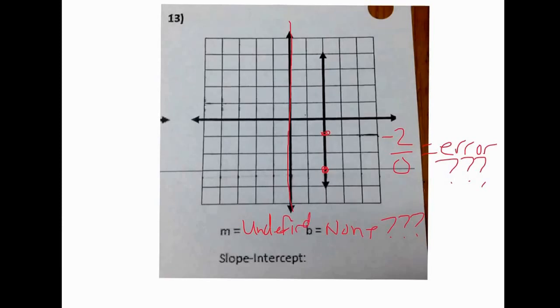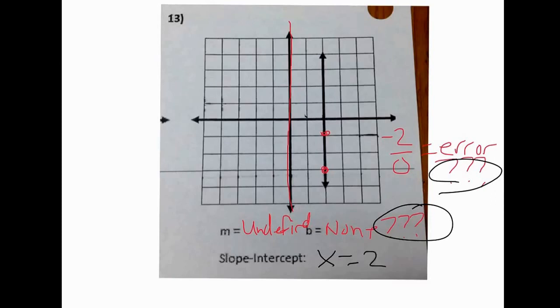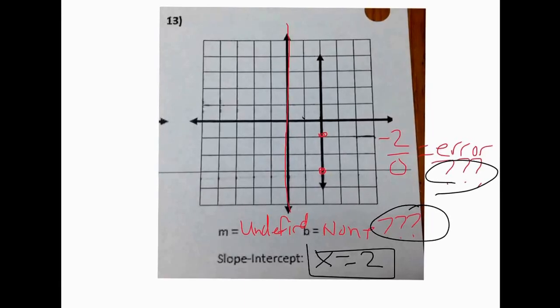And this is something new, so make sure you pay attention. Undefined equations start with an x, which is weird. So question marks are weird. x starting is weird. What's that point that it crosses? 2. x equals 2. This is the only x equals equation that we have, a vertical line.